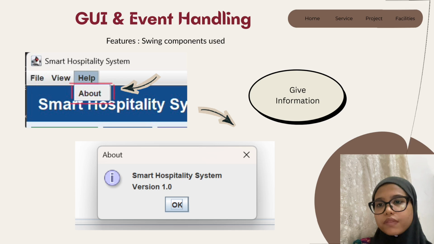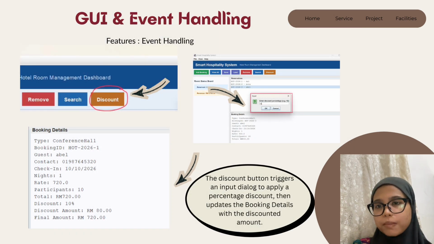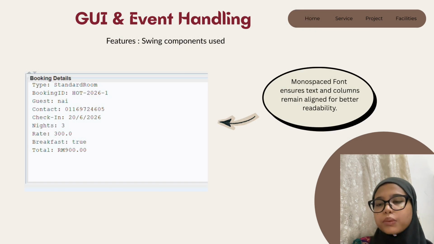For event handling, we use the discount button as our example. When the user clicks the button, an input dialog appears asking for a discount percentage. Once confirmed, the system calculates the discount and updates the booking details with the new discount amount. This shows how the system responds to user action in real time. We apply a monospace font to the JTextArea in the booking details section. Since every character in monospace takes up the same width, all the text and values stay perfectly aligned, making the booking information easier to read.